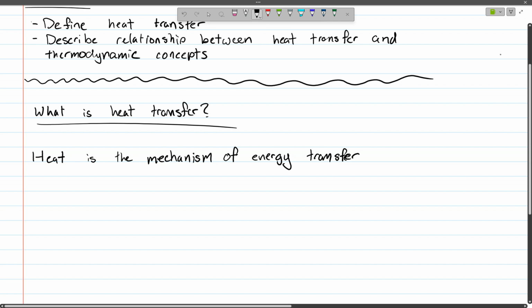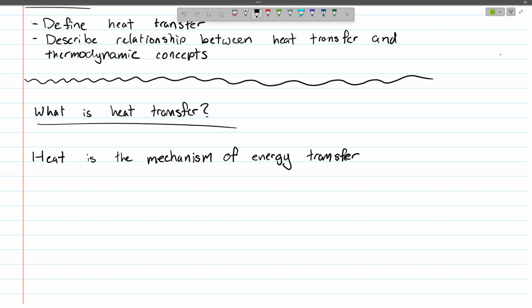So we could say that heat is the mechanism of energy transfer, specifically the transfer of internal stored energy. There are still some ghosts of that old caloric theory in play today.